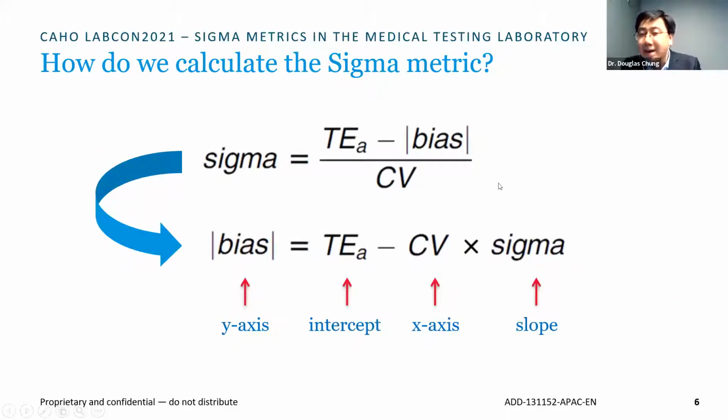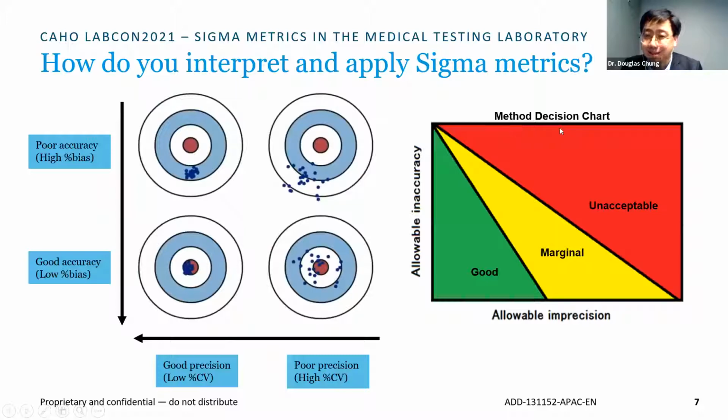So based on this sigma equation, we can then flip this around, where we plot the bias on the y-axis and the imprecision, the CV, on the x-axis, where the sigma becomes the slope, and you have the intercept represented by the total allowable error. And you get what's called a method decision chart, right? Here you see that as your bias decreases, you get better and better accuracy. And as your CV also decreases, you get better and better precision.